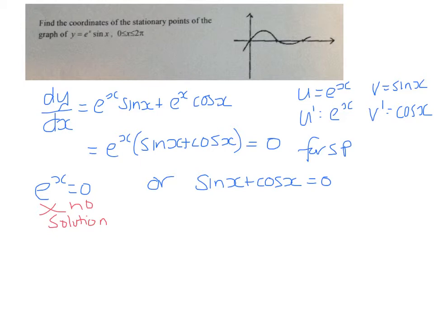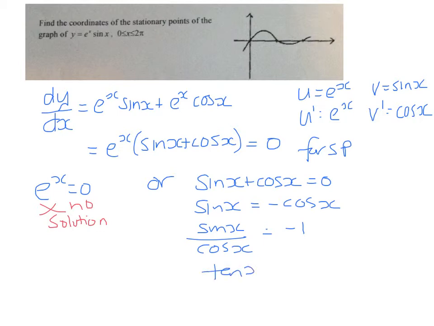Now, I don't know off the top of my head when sine x plus cos x equals 0. So I'm going to have to manipulate this and use little trig identities. So I'm going to say sine x equals minus cos x. I'm going to divide both sides by cos x, which will give me sine x over cos x equals minus 1. And so that means tan x equals minus 1.